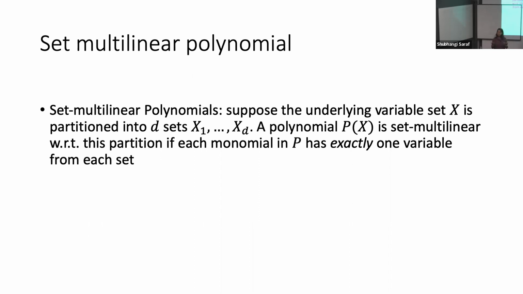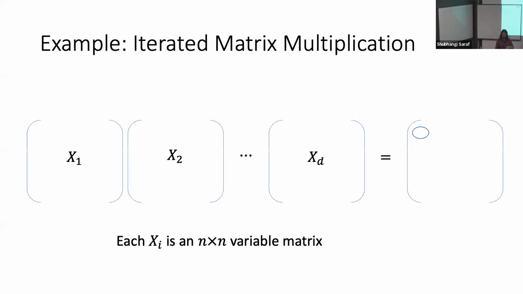So the determinant is a set multilinear polynomial, because you look at the n by n matrix, and you look at the sets being the columns, then the determinant is set multilinear with respect to that partition. Even if you partition by the rows, the determinant is a set multilinear polynomial. So many nice polynomials. The permanent is a set multilinear polynomial. Here's another example of a polynomial that's set multilinear.